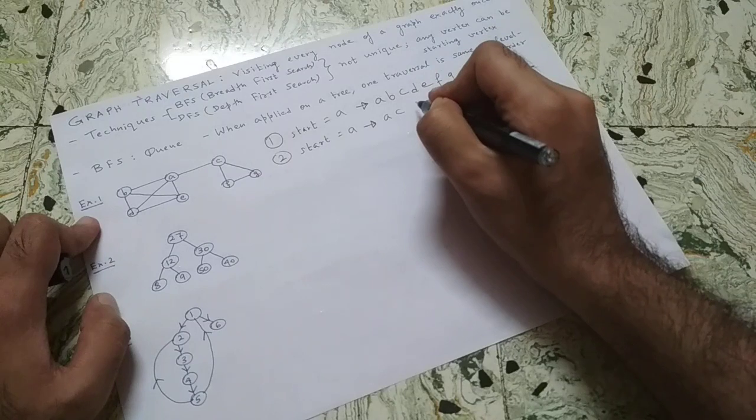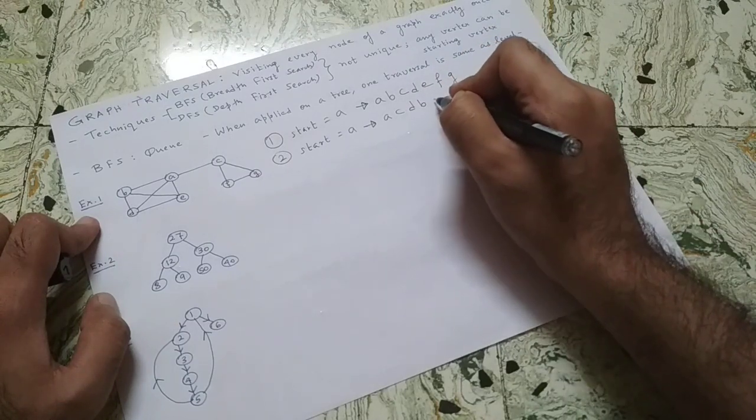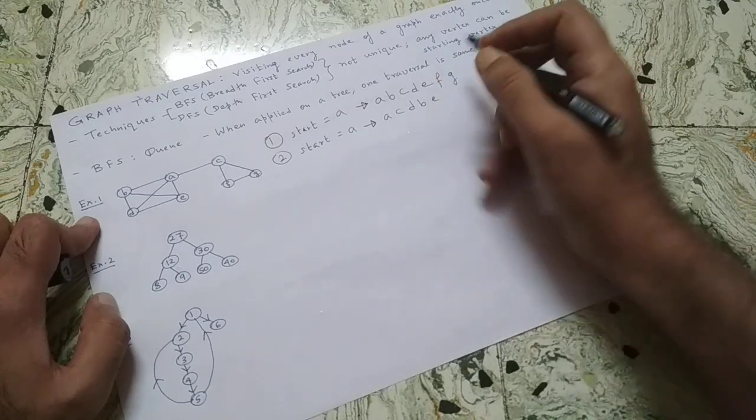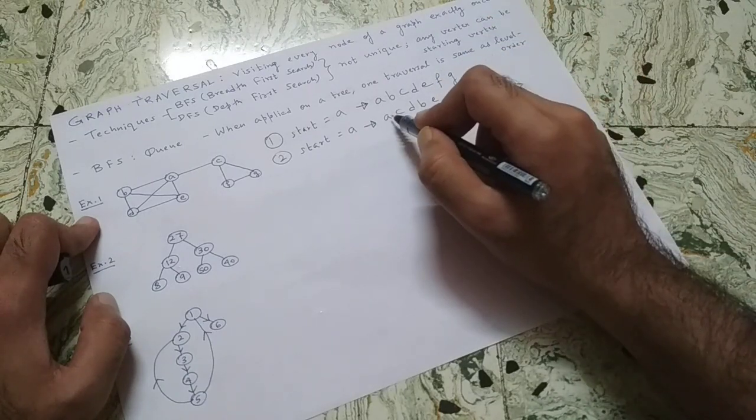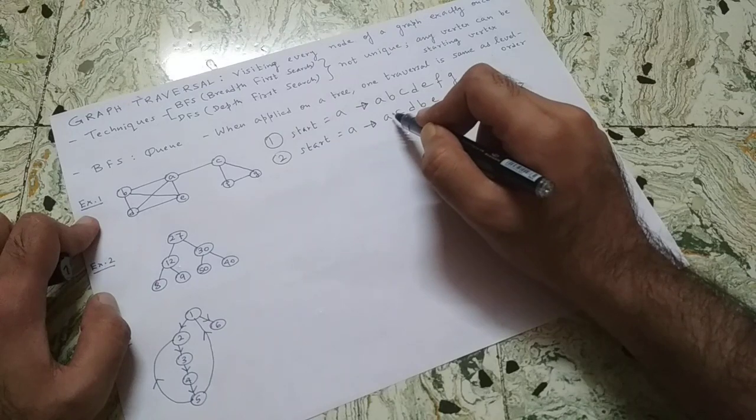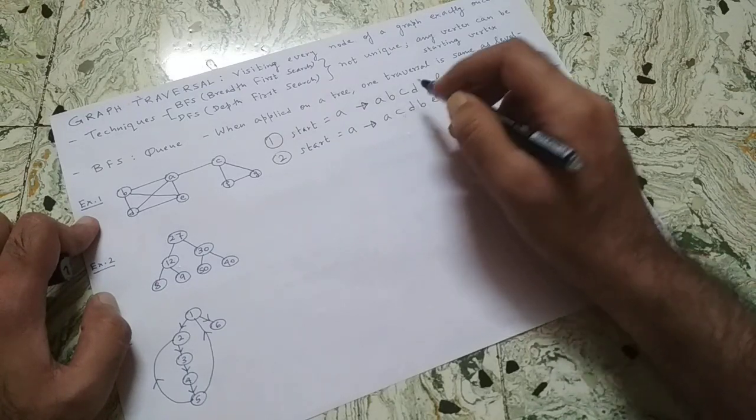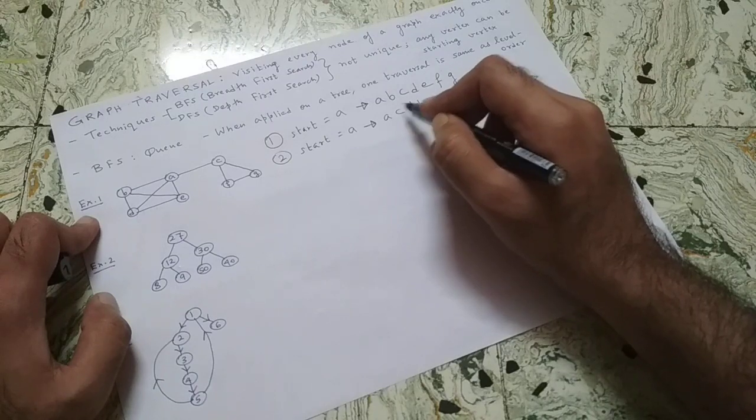I'll visit C, followed by D, followed by B, followed by E. Now, after visiting the adjacent vertices of A, which vertex will I look at next? I'll look at the vertex C because it was the first vertex which I visited. The first adjacent vertex of A which I visited was C. So now I look at all adjacent vertices of C.